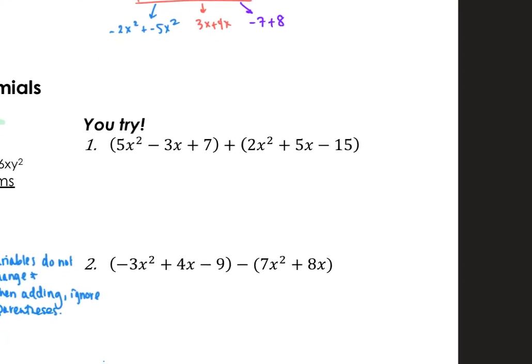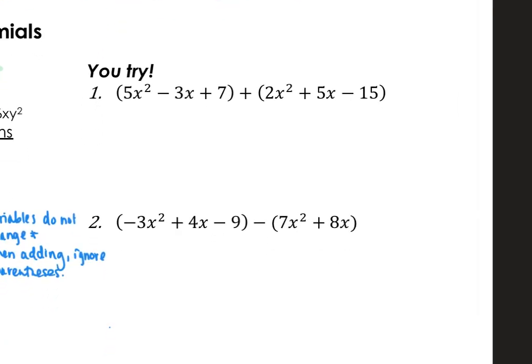All right, so now let's do a couple of these you-try problems. So number 1, we're adding, so we're just going to ignore the parentheses. I'm just going to identify like terms. I have an x squared term and an x squared term here. Then I have an x term and an x term, and then I have my constant term.